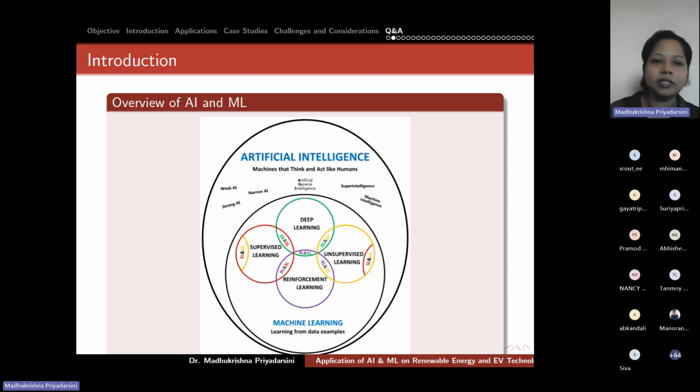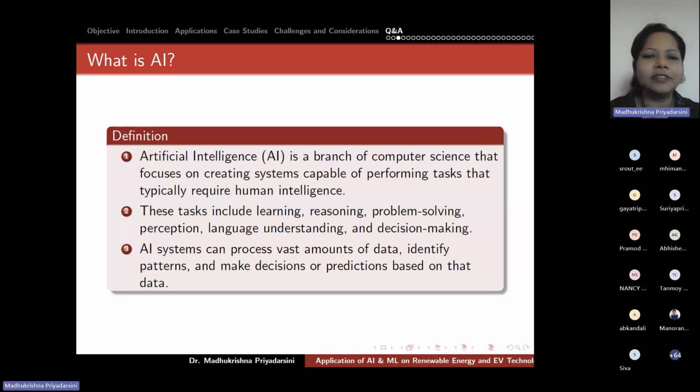So this is just an overview of AI and ML, and the definitions are already written, and you must have gone through what artificial intelligence is and how it works. So we are not going to discuss all these things. Better we'll go only for the application point of view.